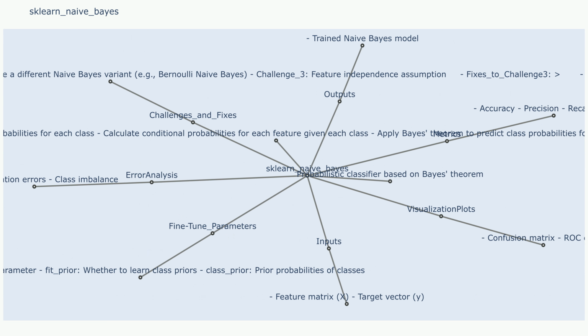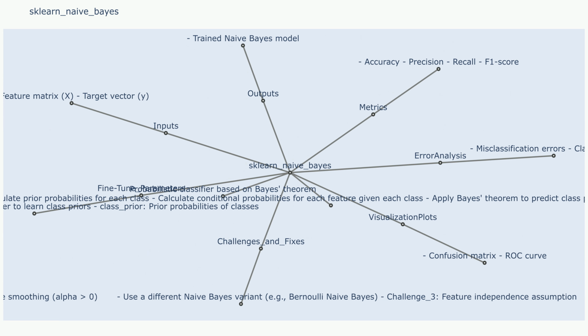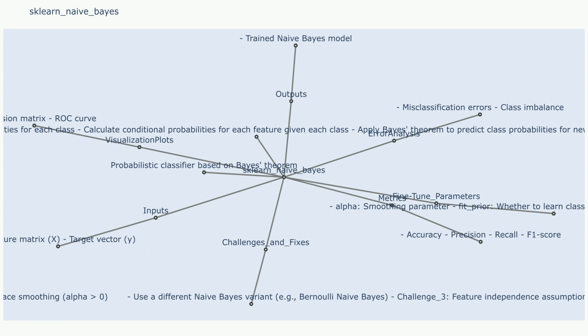Challenge 2: Feature dependence. Naive Bayes assumes that features are independent of each other, which might not be true in real-world scenarios. Sample use case that resulted in Challenge 2: a credit card fraud detection model trained on data where the features transaction amount and transaction location are dependent. A large transaction amount in a foreign country might be more likely to be fraudulent than a small transaction amount in the same country. Fixes to Challenge 2: consider using more advanced methods like tree-based classifiers or support vector machines, which do not make this assumption.